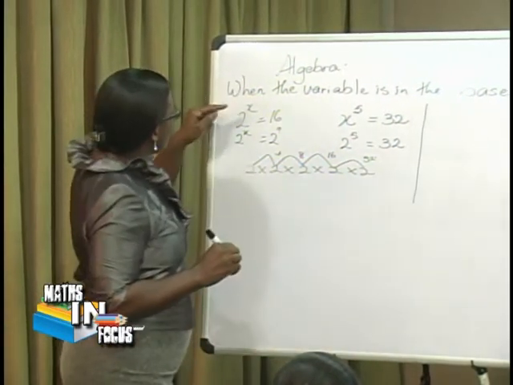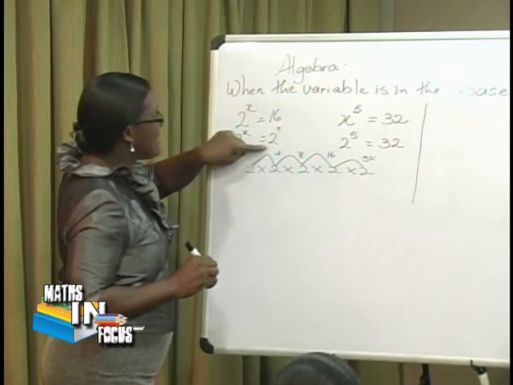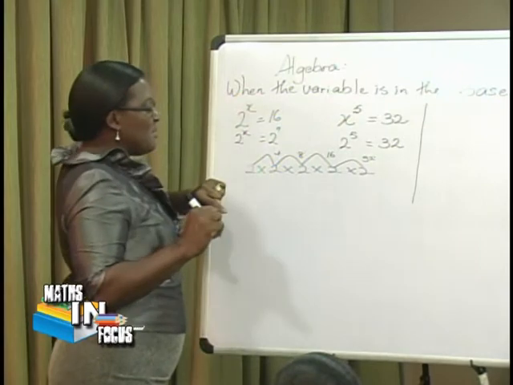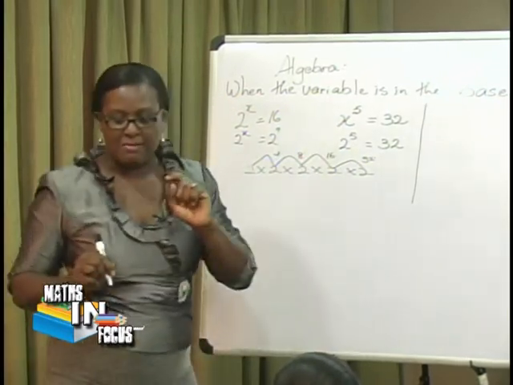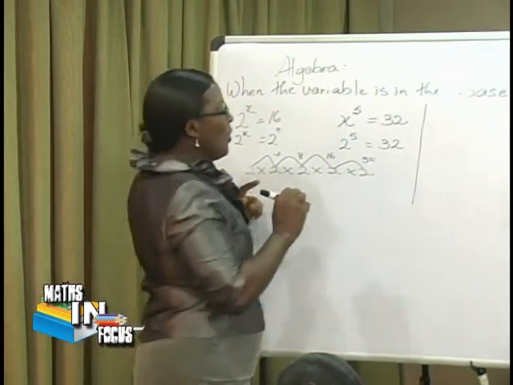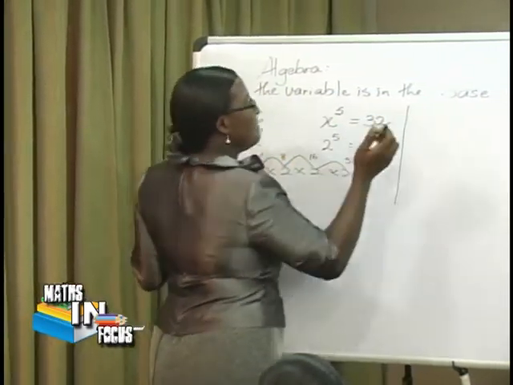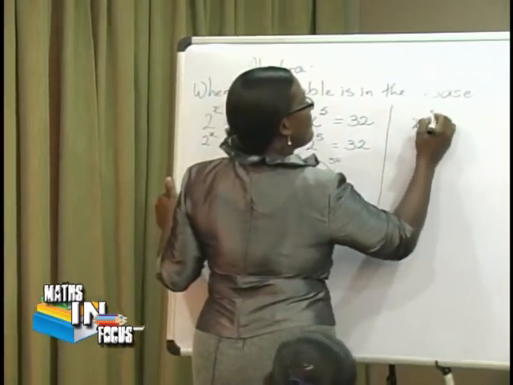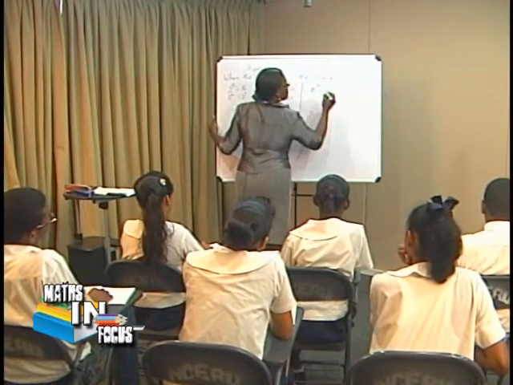When the variable is in the power, we equate the base. When the variable is in the base, what do we equate? The power. So we know that we need to rewrite 32 in such a way. Here we have x to the 5th. We need a base and we need a 5 up here.